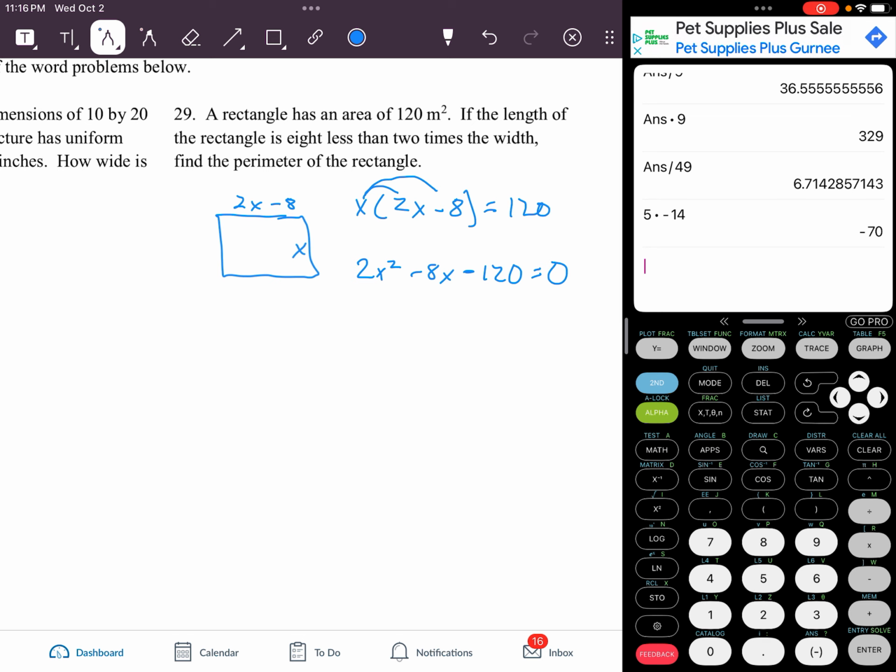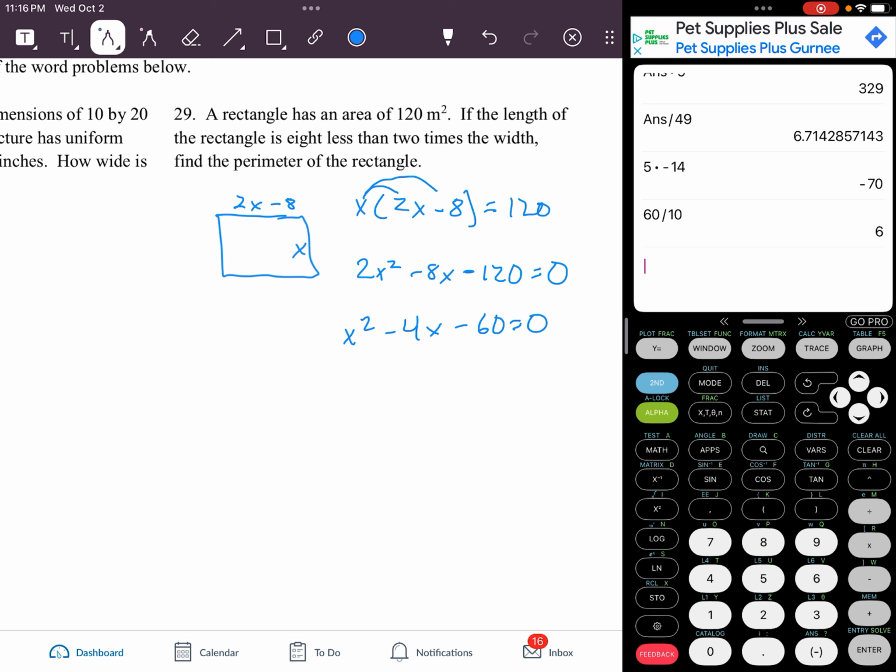Again, the nice thing about this is all the numbers we're given are all divisible by 2. So we have x squared minus 4x minus 60 equals 0. All right, let's figure out some factors of 60. And by, let's say, probably 10.